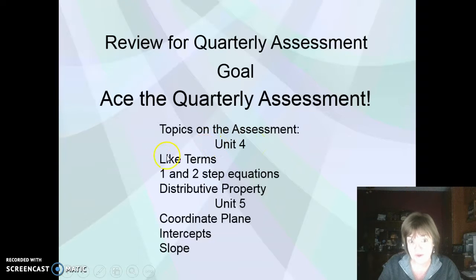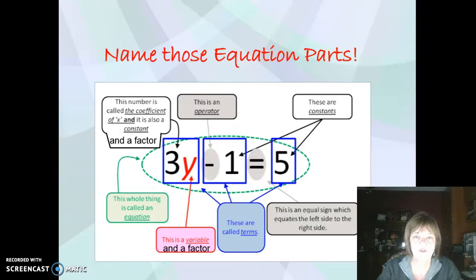We did Unit 4 where we did like terms, 1 and 2-step equations, and the distributive property, which happens to be my favorite property of all of them. And then most recently, in Unit 5, we worked on the coordinate plane, we did intercepts, we've done slope, and you guys know this stuff. You're good, just use those help sheets. So I'm going to do a little review, and you'll get a little practice in this review also.